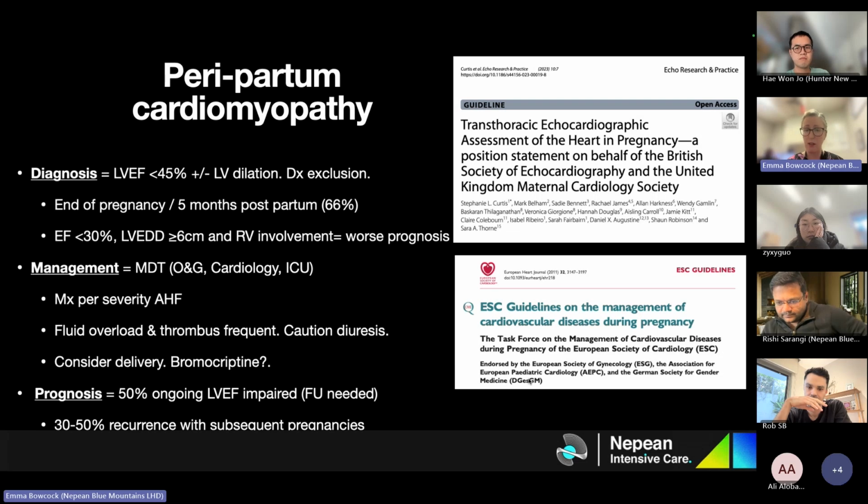Some of them can have ongoing heart failure, and they definitely need follow-up. And then sadly, up to 50% of them will get it again during subsequent pregnancy. So you need to counsel them for that.